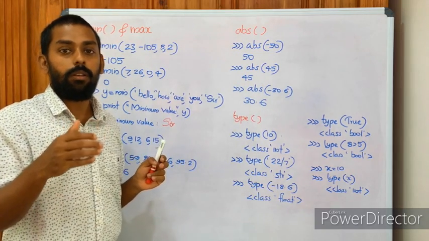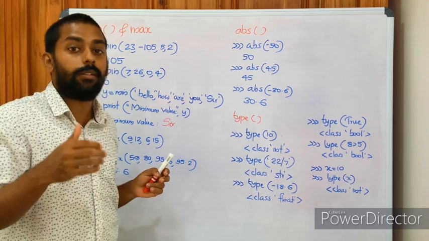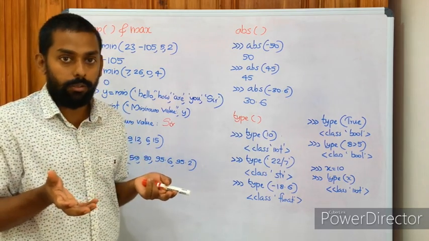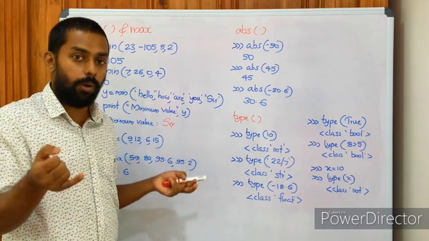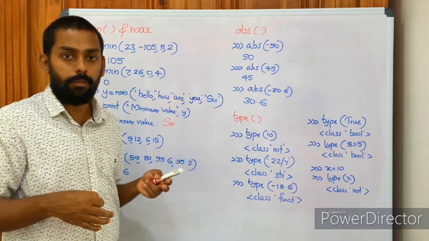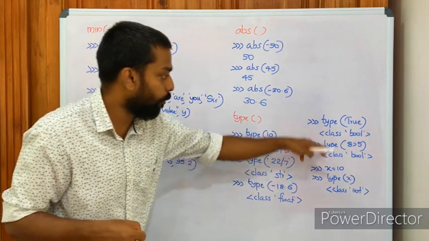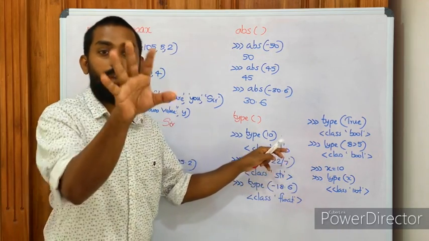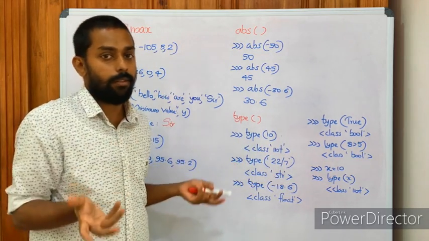Type is a function which returns the data type or the type of a variable. What type of value does it hold? It can be integer, floating, boolean, string, or any type. So here we have seen two methods: one is directly passing the value, the second is passing the variable other than passing the value.